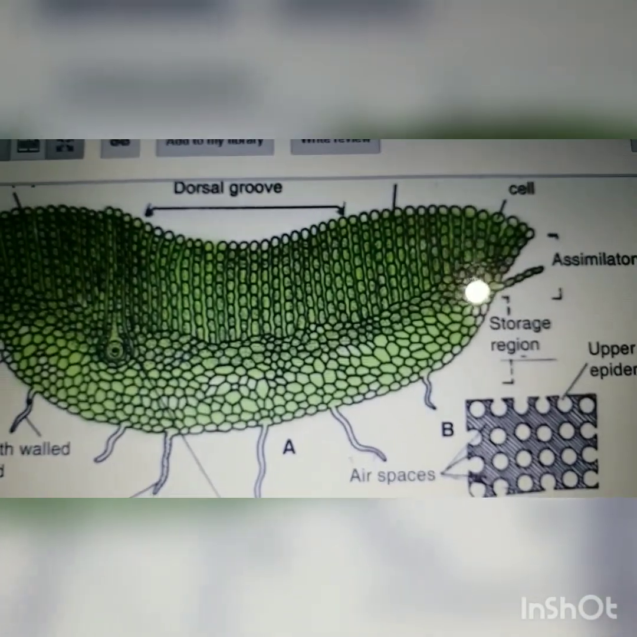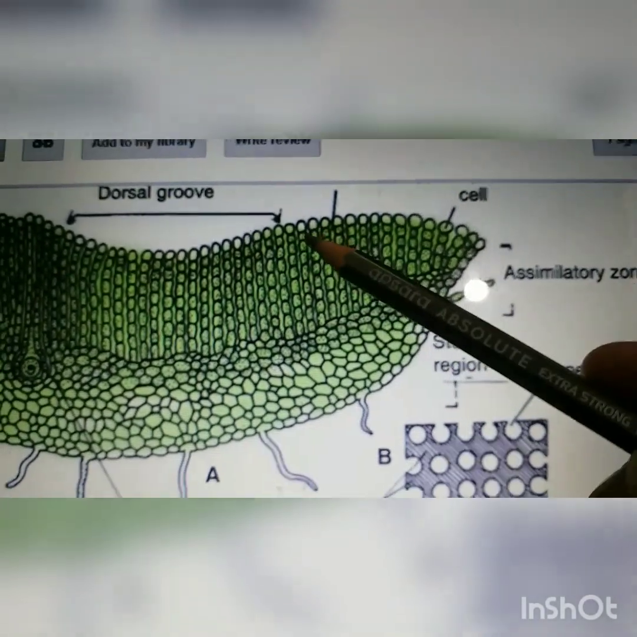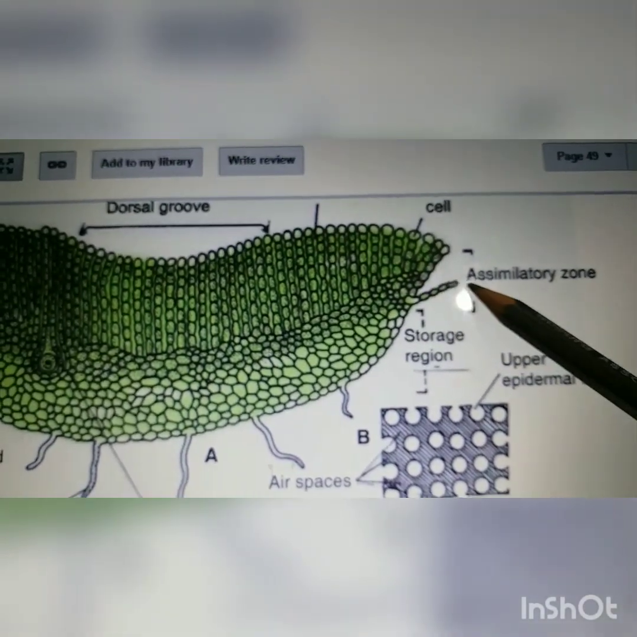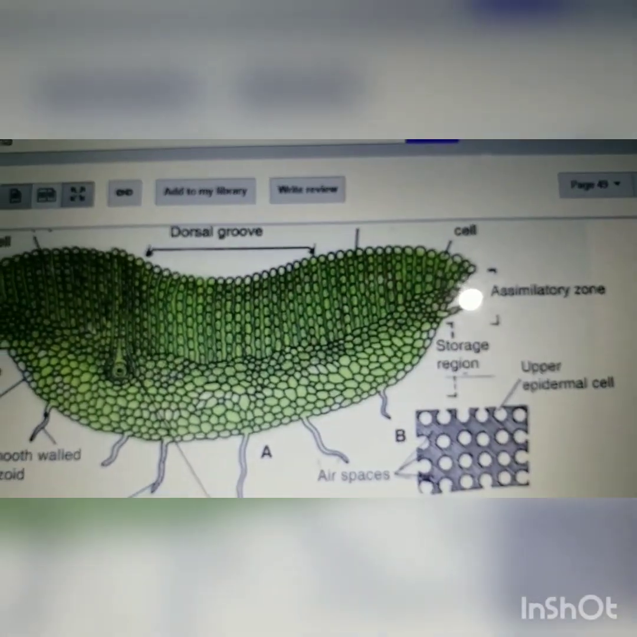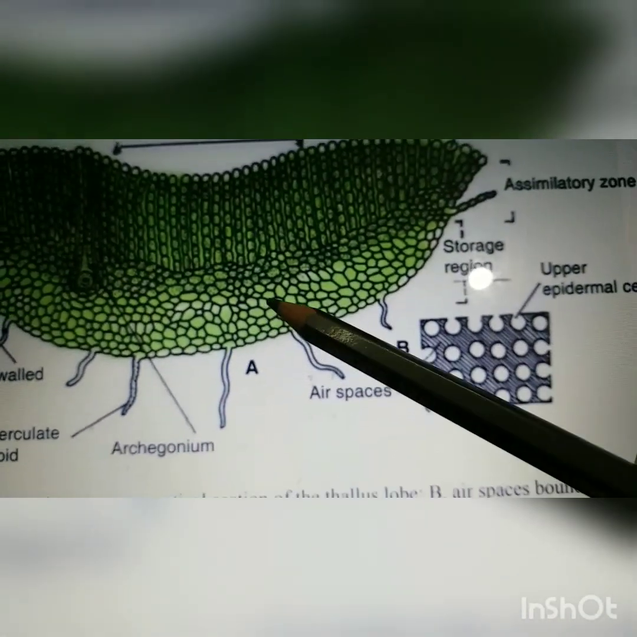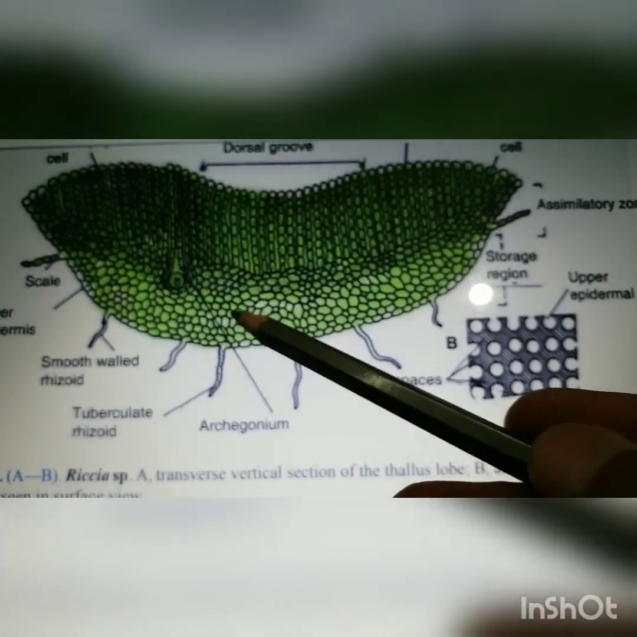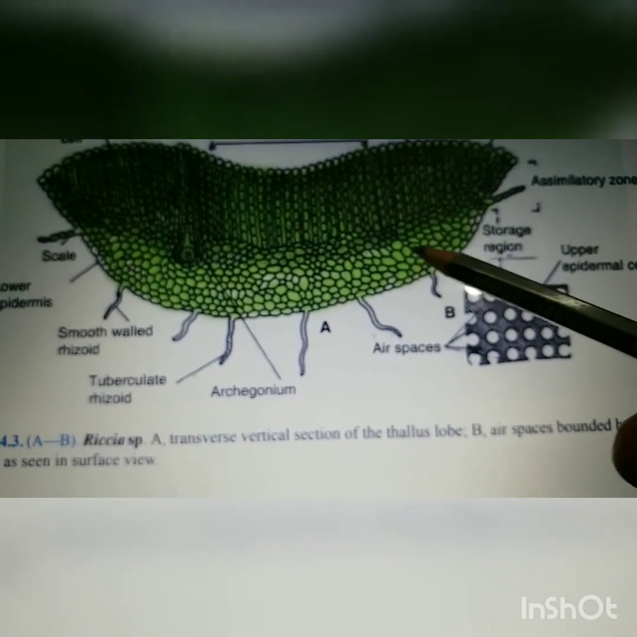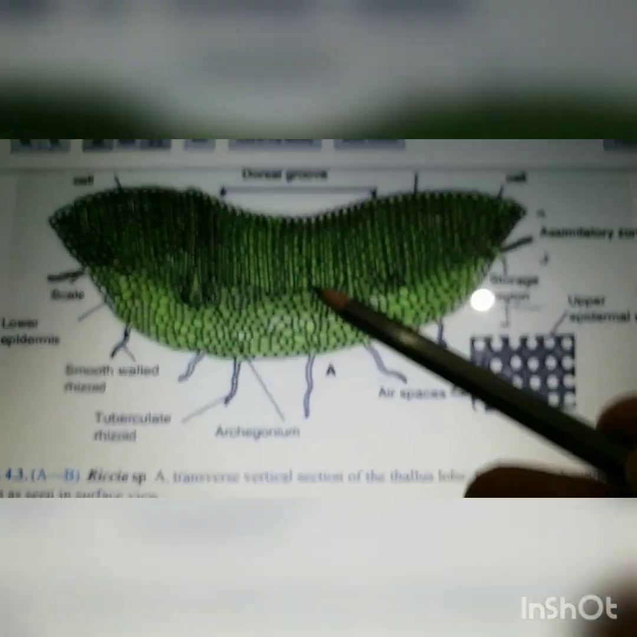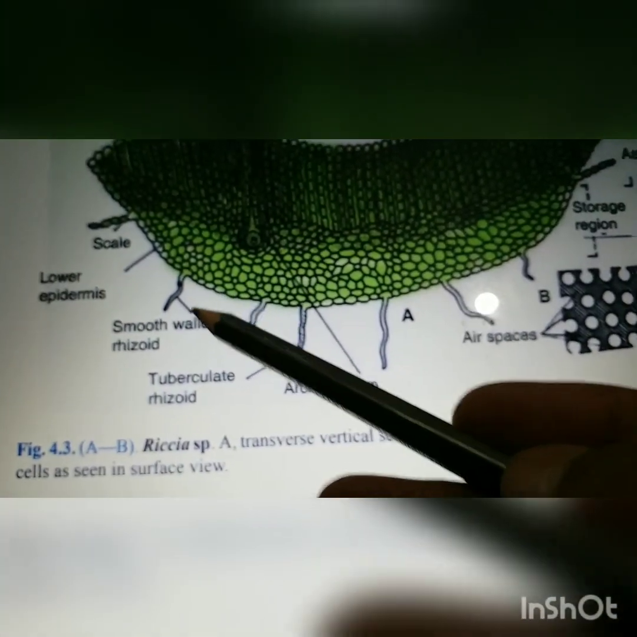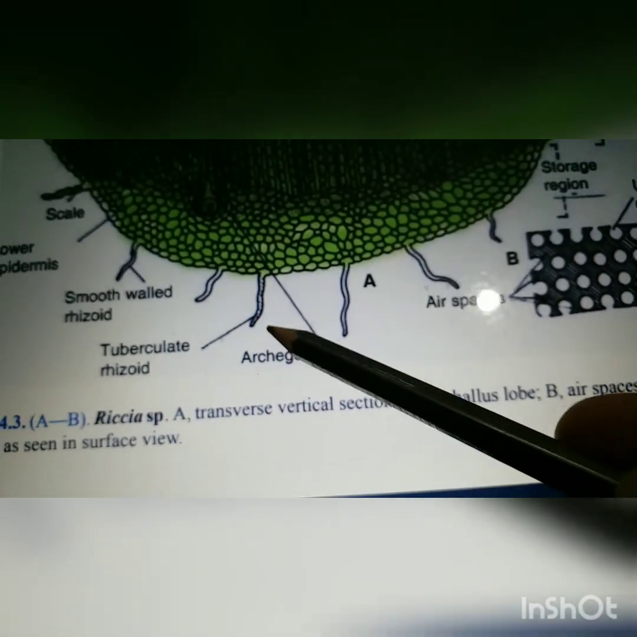And these air chambers, they have the pear shaped cell which is colorless, and they are called assimilatory zones, and they are separated by the air chambers. Now below we have the ventral, that is basically storage region, and it mainly consists of parenchymatous cells which are compactly arranged without any intercellular spaces that we see here, right? They have rhizoids, both smooth-walled and tuberculated, which is pegs you must be seeing inside, and then it has the scales, right?